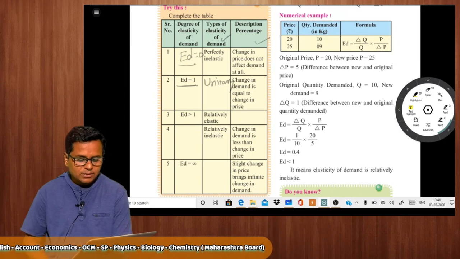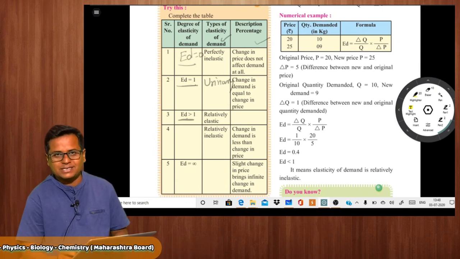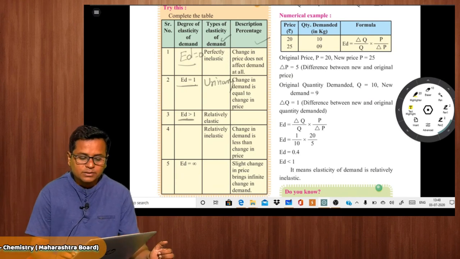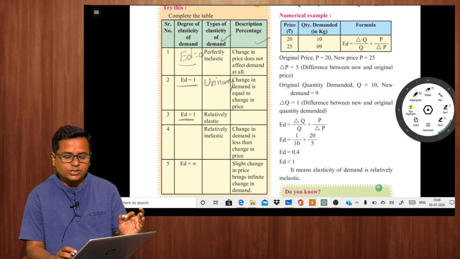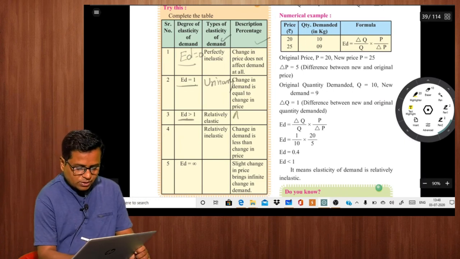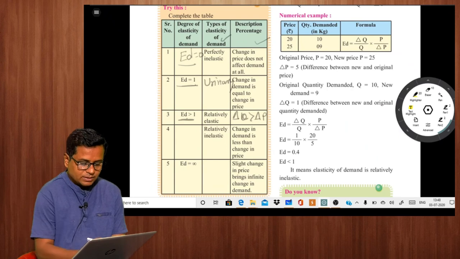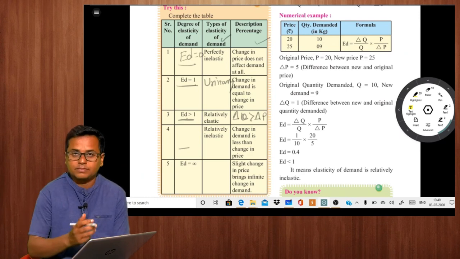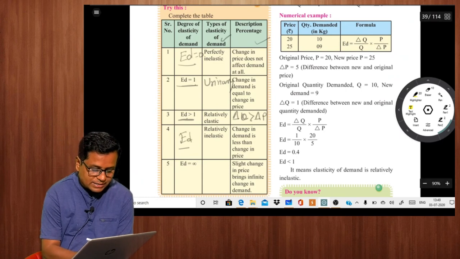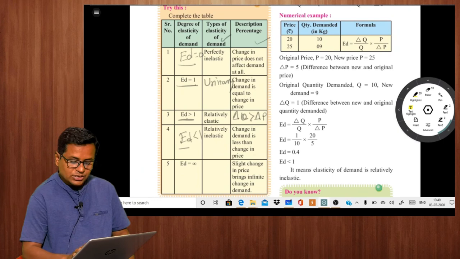Now, next, elasticity of demand is greater than 1. It means it is a relatively elastic demand or a more elastic demand. And what about the description? A percentage change in quantity demanded is greater than the percentage change in its price. It means change in quantity demanded is greater than change in price of a commodity. Okay, in the next exercise, degree of elasticity of demand, dash, relatively inelastic demand, means what? Elasticity of demand is less than 1, where change in demand is less than change in its price.